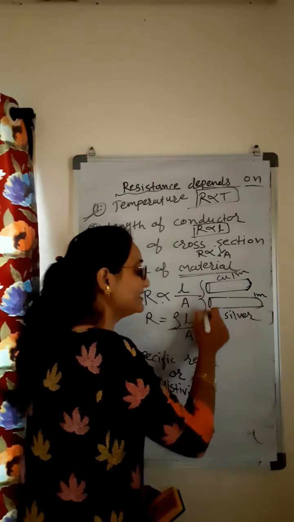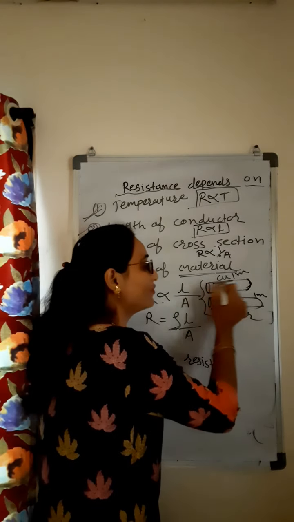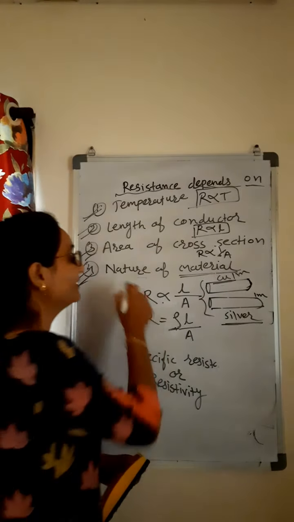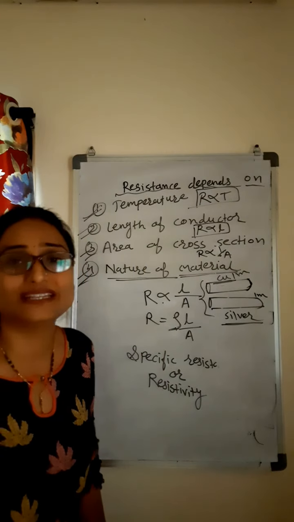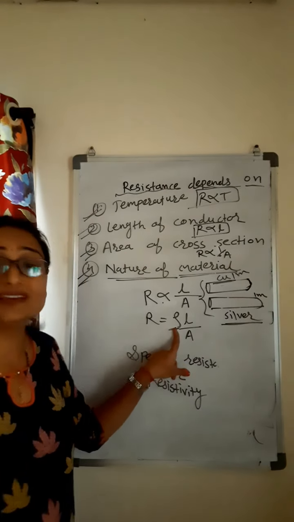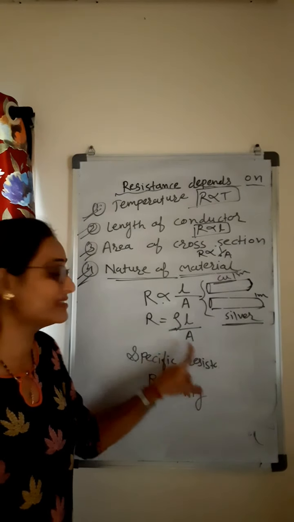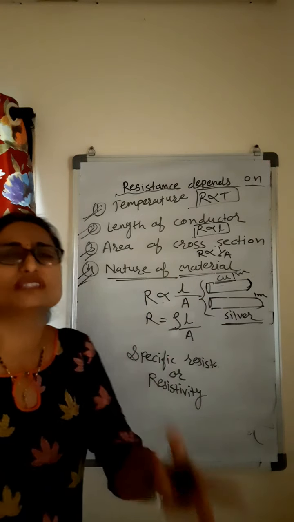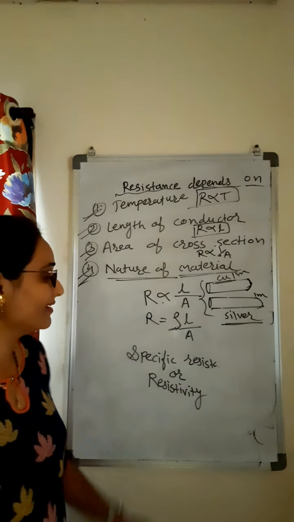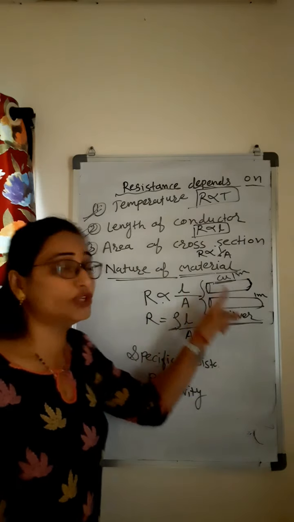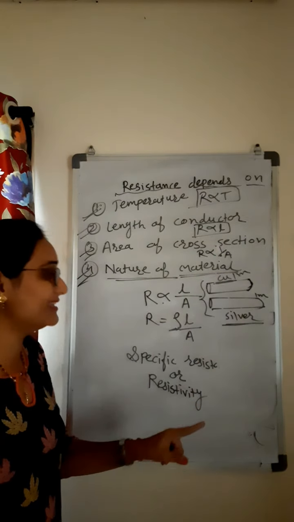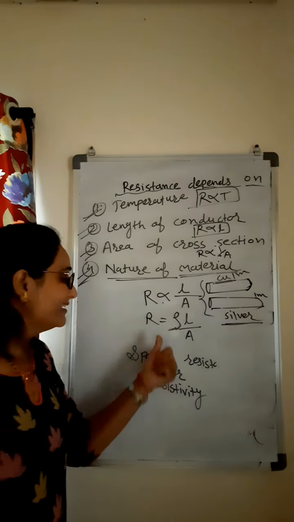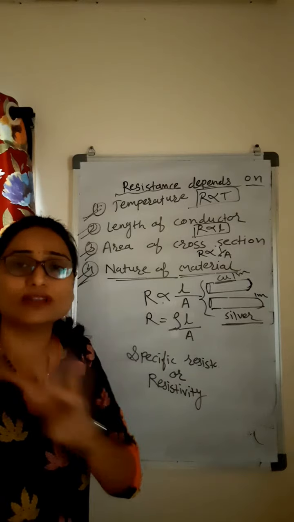But in this case, the resistivity will be different because one is made up of copper and the other is made up of silver. Means resistivity depends on the nature of the material, from which material it is made up of. Resistivity is a specific resistance. Resistivity depends only on the nature of the material, or sometimes it depends on temperature also. But the resistance depends on the length of the conductor and area of cross section of the conductor. Resistivity does not depend on length or area of cross section.